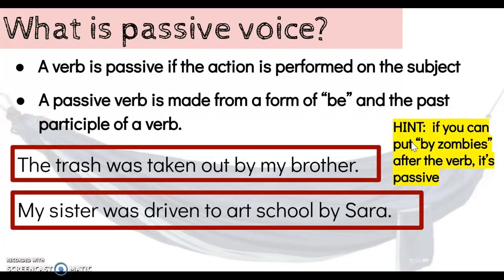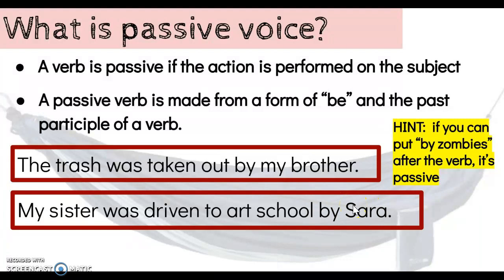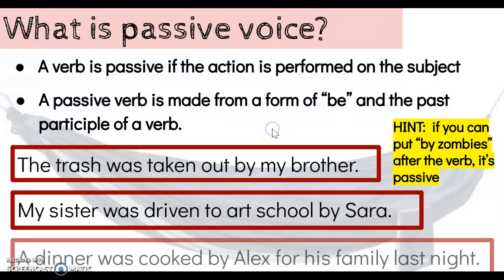So if you can, just something silly to try, if you can put "by zombies" after your verb, then it's in passive voice. My sister was driven to art school by Sarah. In this case, Sarah's the one who's actually doing the driving, but in the prepositional phrase at the end is where she's placed. The subject, sister, is having the action put upon her. My sister was driven to art school by Sarah. I could also check it. My sister was driven by zombies. That works, so it's in passive voice.